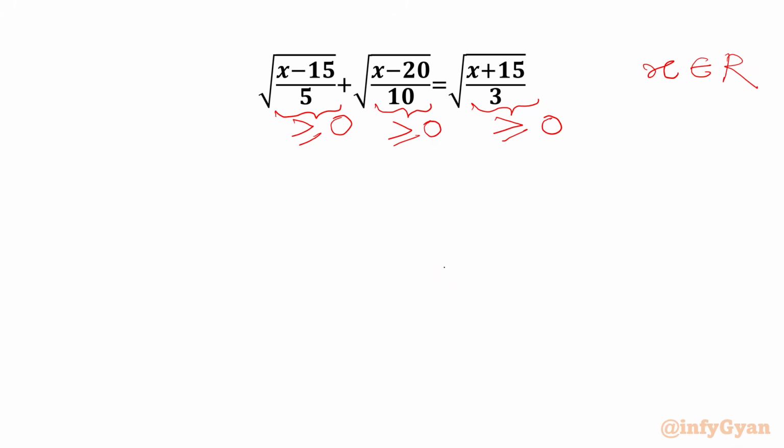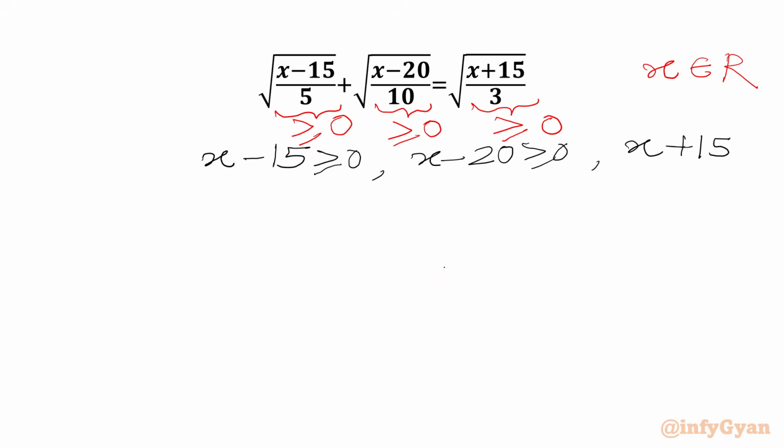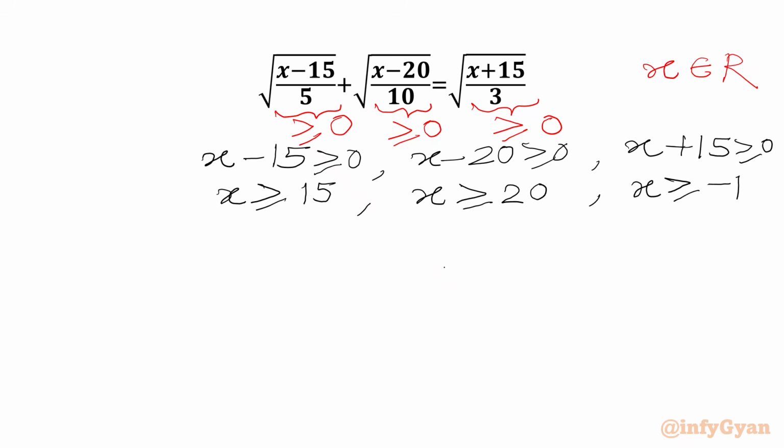Now we can write three inequalities. x minus 15 should be greater than or equal to 0. x minus 20 should be greater than or equal to 0. And x plus 15 should be greater than or equal to 0. So from the first inequality we get x should be greater than or equal to 15. From the second inequality, x should be greater than or equal to 20. And from the third inequality, x should be greater than or equal to negative 15.